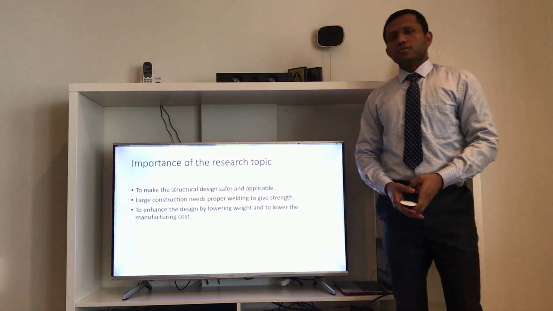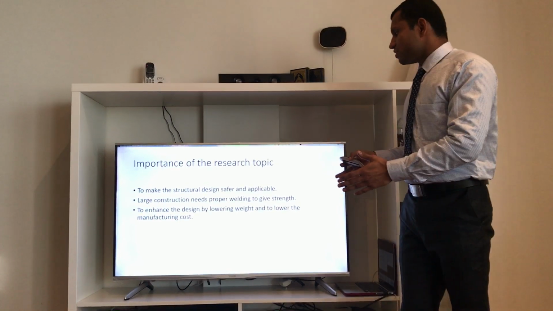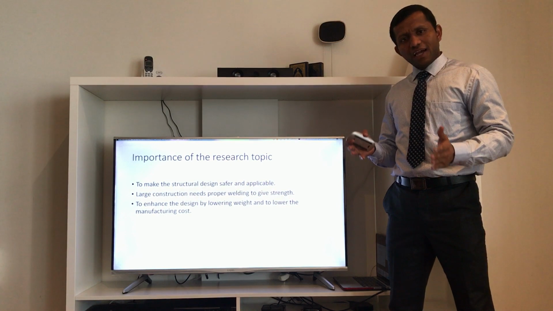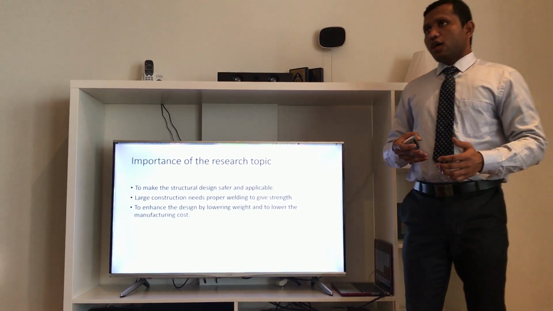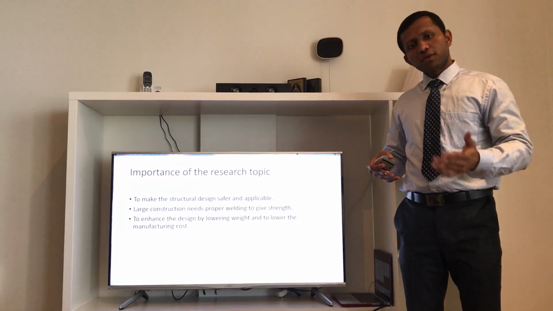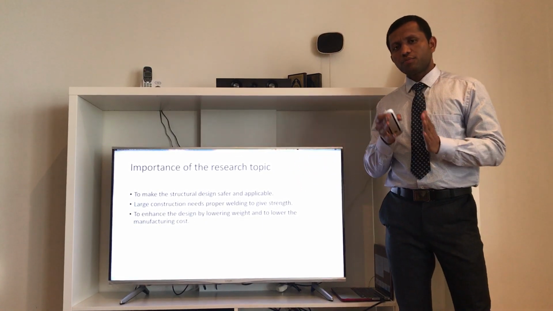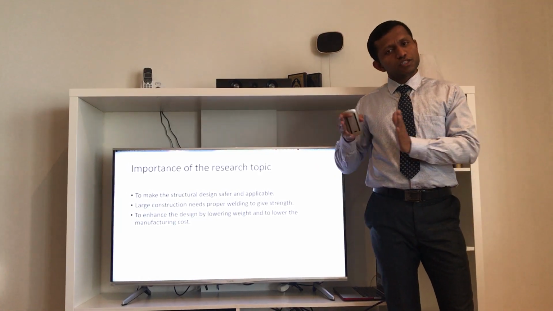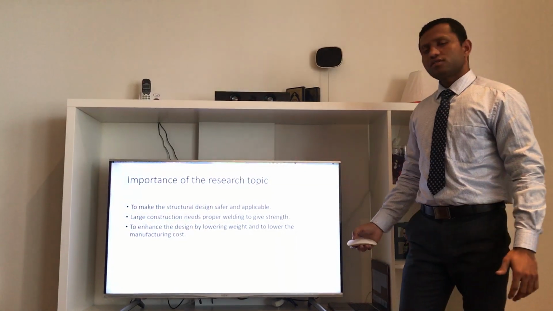Importance of my research topic. What I have done from that, the importance is we can make our structure more safe and reliable and applicable for any use. Nowadays large construction needs the proper welding method and proper heat input method as well. So from my experiment you can see that we have to take care of the heat input method as well, and to enhance the design by lowering the weight of the structure and lowering the manufacturing cost as well. So these are some importance of my research topic.